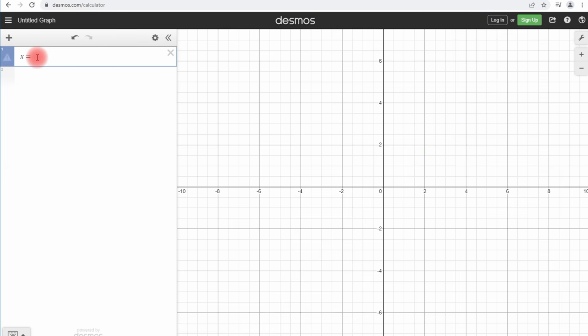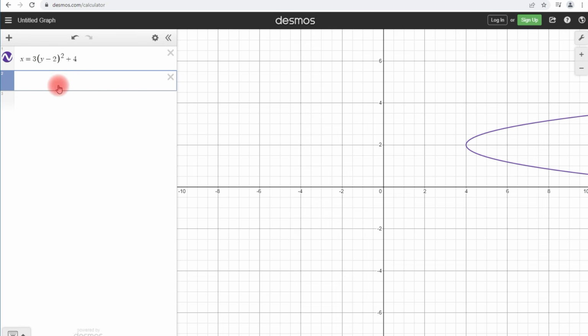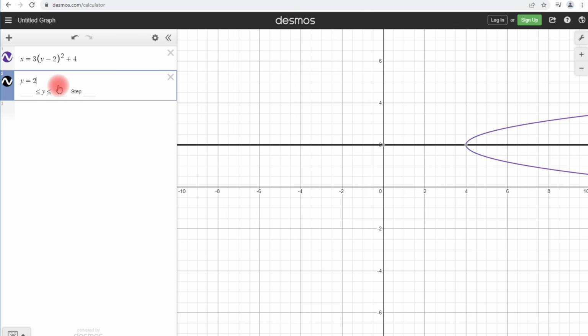Now let's go ahead and check it. So x is equal to 3 times y minus 2 squared plus 4. And we can see it opens to the right. And we said that the axis of symmetry is y equals 2. And that's the line that splits this parabola equally into two parts. So that's it for our third example.